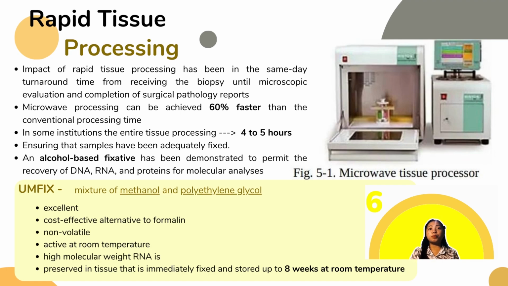The universal molecular fixative, known as UMFIX, is a mixture of methanol and polyethylene glycol, and it is also an excellent and cost-effective alternative to formalin. UMFIX is non-volatile and active at room temperature. The morphology of UMFIX-exposed tissue is comparable to that fixed in formalin, and high molecular weight RNA is preserved in tissue that is immediately fixed and stored up to 8 weeks at room temperature.